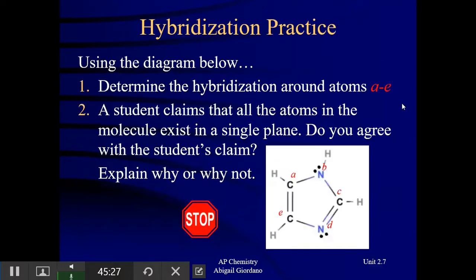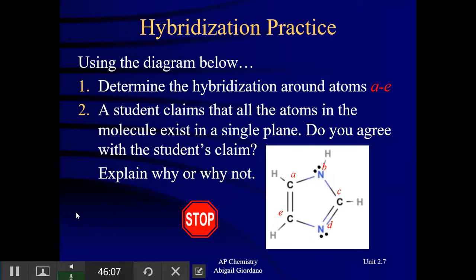So let's look at a practice question. It says, using the diagram below, first, determine the hybridization around each one of those atoms that I've labeled A, B, C, D, and E. Then I want you to answer the question, a student claims that all the atoms in the molecule exist in a single plane, like the whole molecule is totally flat. Do you agree with the student's claim? Explain why or why not. So I want you to pause the video and see if you can answer these questions.